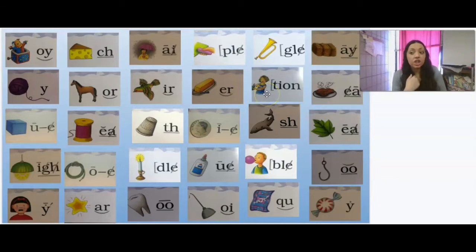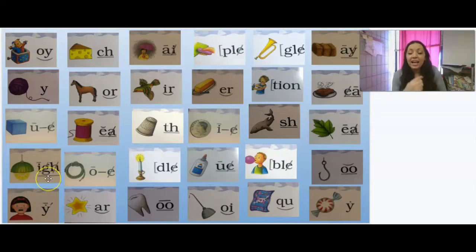R. This one's tricky. Lotion, shun. Final syllable T-I-O-N. Steak, A. Digraph E-A. Cube, U. U consonant E. Thread, E. Digraph E-A. Thimble, digraph T-H. Dime, I. I consonant E. Shark, sh. Digraph S-H. Leaf, E.